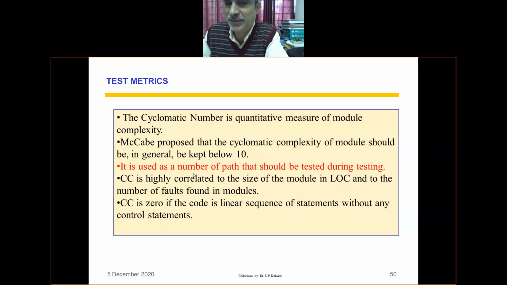This number always indicates the number of decision points plus 1. It is also used as the number of paths that should be tested during testing. Okay, please look into that. This is a very important thing from the examination point of view also.